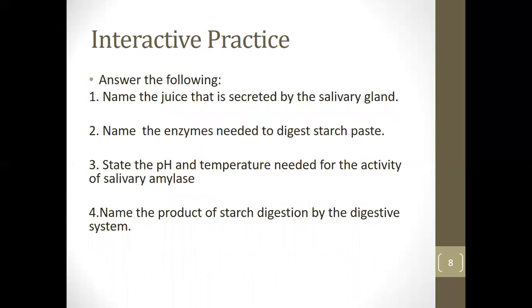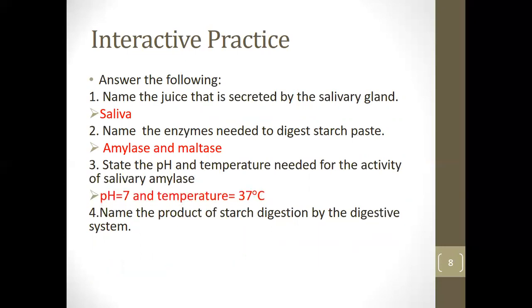And now here are the answers. Of course, the answer of question number 1 is going to be the saliva. So the salivary gland secretes the saliva. And in number 2, the enzymes are the amylase and the maltase. The amylase in the mouth and the pancreas, and the maltase in the small intestine. About the pH, it is going to be 7, and the temperature is going to be 37 degrees Celsius, which is the normal body's temperature. For the product, it's going to be the glucose, which is a reducing sugar, and gave a positive test with the Fehling test.